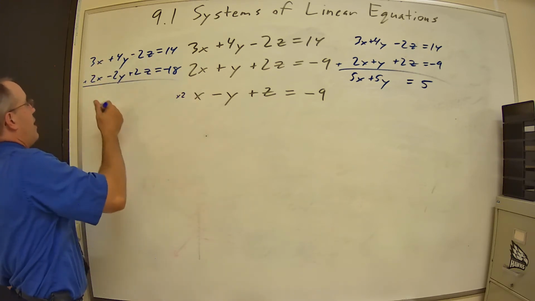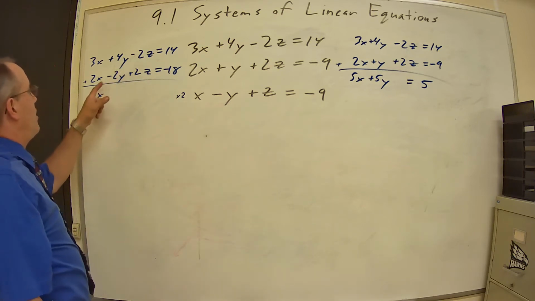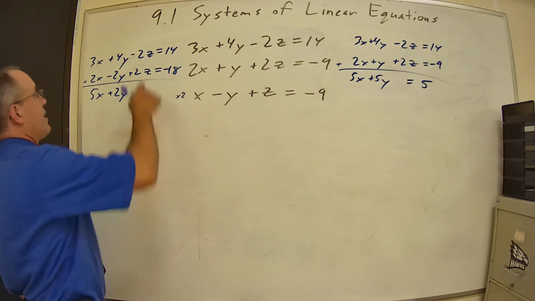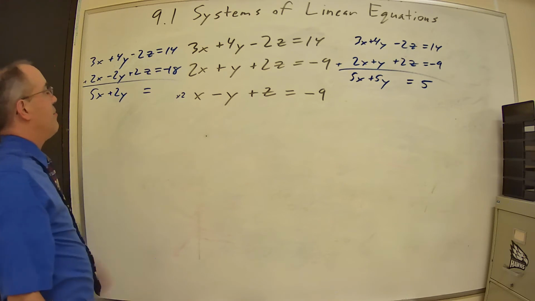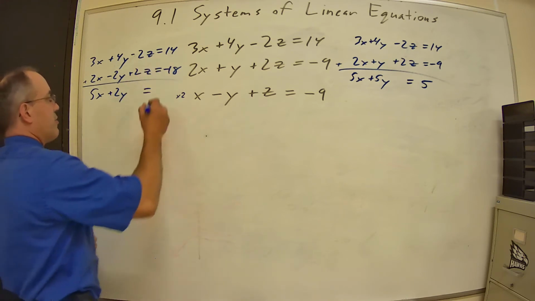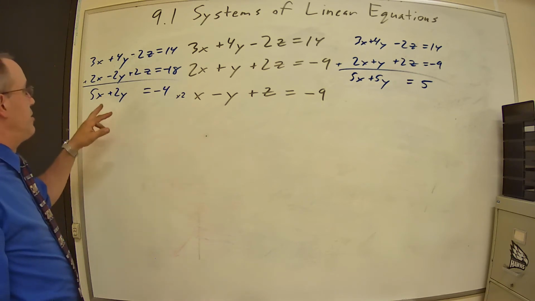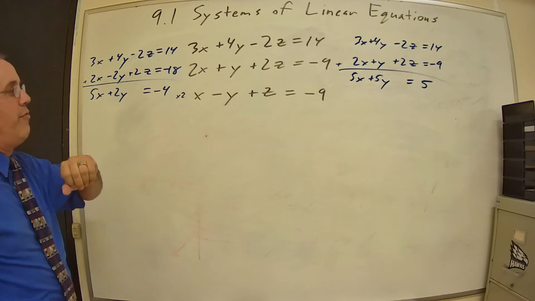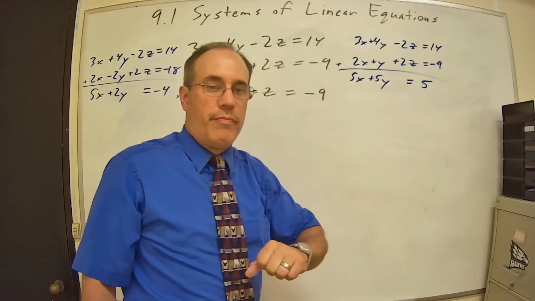3x plus 2x gives me 5x. 4y plus negative 2y gives me 2y. Negative 2z plus 2z gives me 0z. And 14 plus negative 18 gives me negative 4. So now I have two equations and two unknowns, x and y. I've got 5x plus 2y is equal to negative 4, and I've got 5x plus 5y is equal to 5.